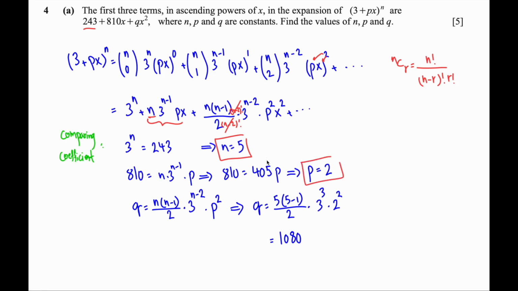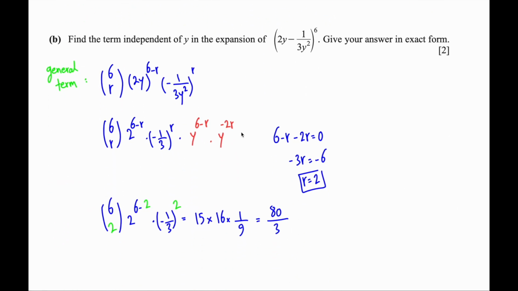And now that n and p are known, we move on to the last term, which is qx squared. So therefore the coefficient of the x squared term has to be equal to q. But since I found the value of p and n in the previous part, you just make a substitution for that, and therefore q is 1080.